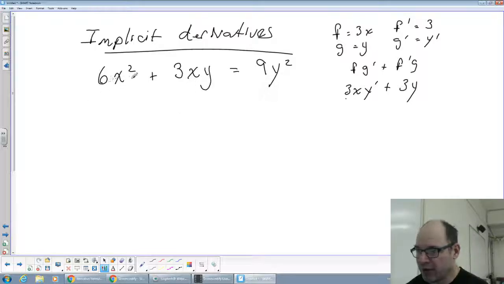Okay, so taking the derivative of this is easy. 12x plus the derivative of this. Since it's all plus, we don't have to worry about putting brackets around it.